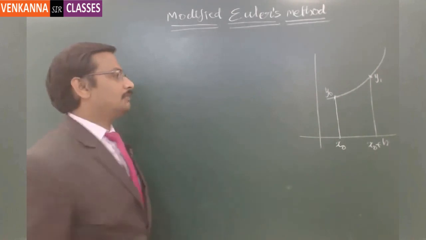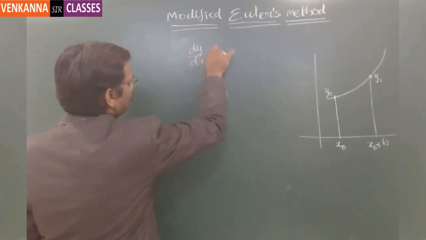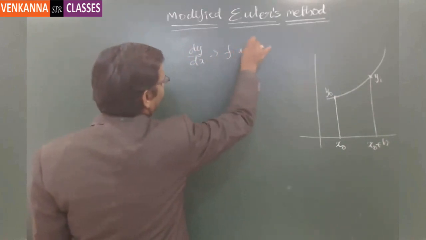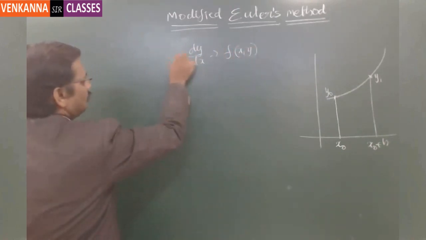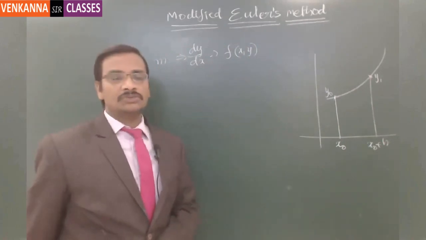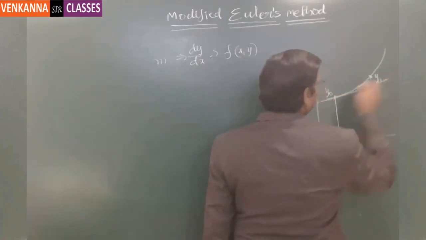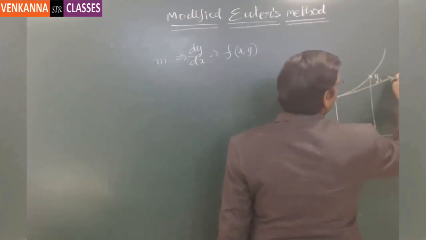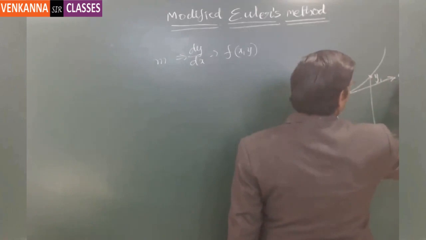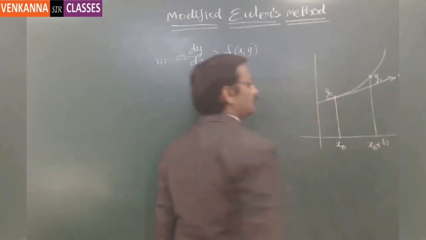So Euler's method is for solving a differential equation of the form dy by dx is equal to f of x comma y. Now this is nothing but the slope for us. This is the slope of the curve at that particular location, which is essentially the tangent. If you draw a tangent here, this is the tangent slope, this is dy by dx at x naught comma y naught.